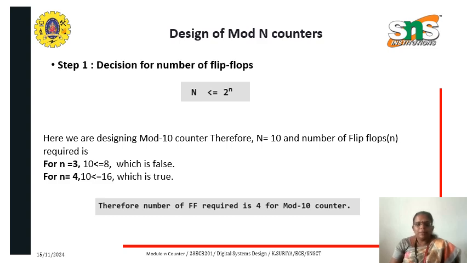For example, you put n is equal to 3. So you'll be getting 10 less than or equal to 8, which is false. Next, put n is equal to 4. So you'll be getting 10 less than or equal to 16, which is true. Therefore, the number of flip-flops required is 4 for mod 10 counter. So we have to substitute n values in a trial and error method, and then find out the number of flip-flops that is needed, which satisfies the equation N less than or equal to 2 power n.